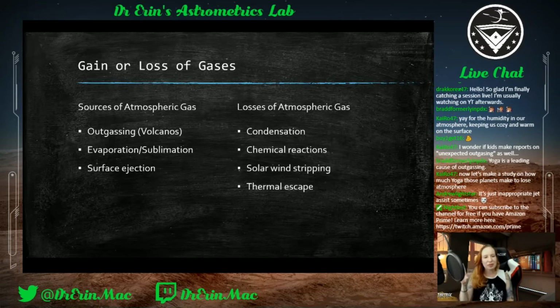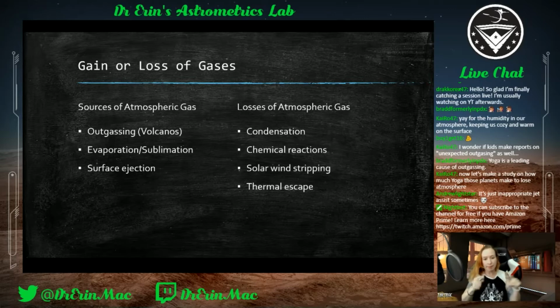Okay, so let's talk now about how you can lose atmospheric gas. Condensation, remember, that's the phase transition going from gas to a liquid or a solid form. You're losing the gas. And chemical reactions, the interactions that sometimes will form molecules that will no longer be in gas form. Solar wind stripping: as the solar wind is hitting our planet, it basically brushes off particles, and that's more on the exosphere side of things. And then just thermal escape.